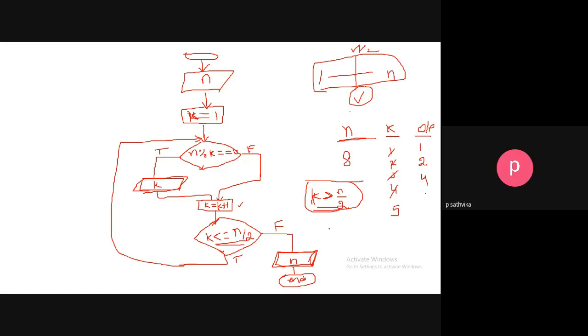Sir, if it is false, it will continue. If it is true, it will end. Yeah, that's it. We just have to interchange true and false. The flowchart will not change, just these outcomes we have to interchange.